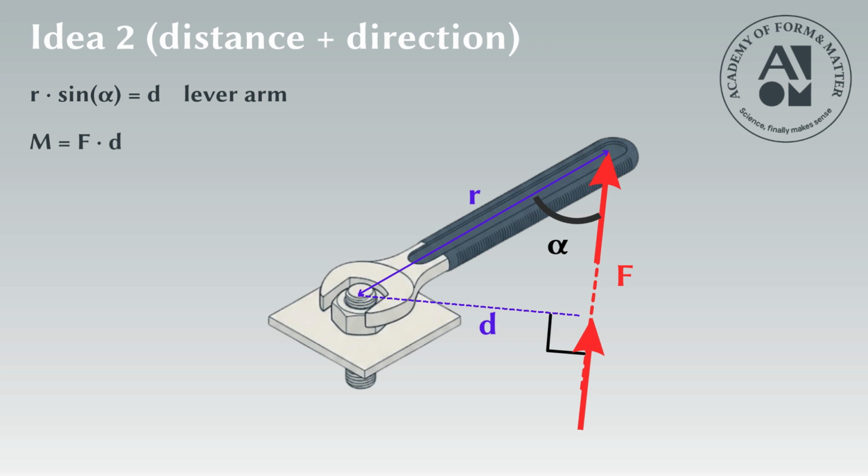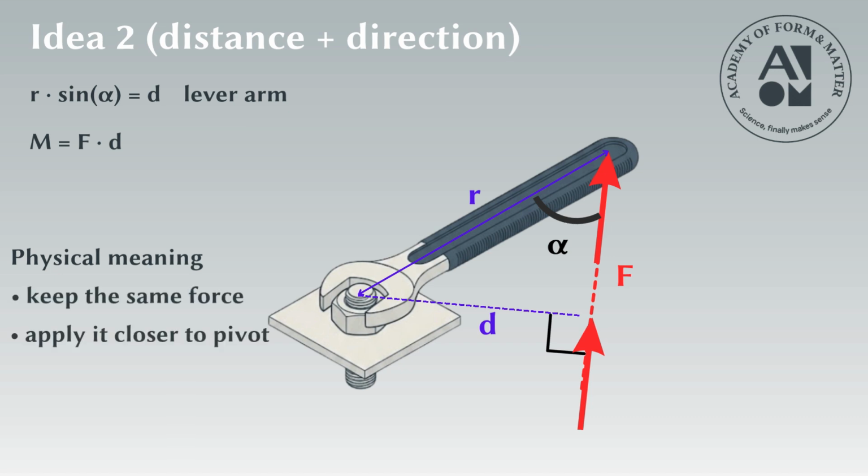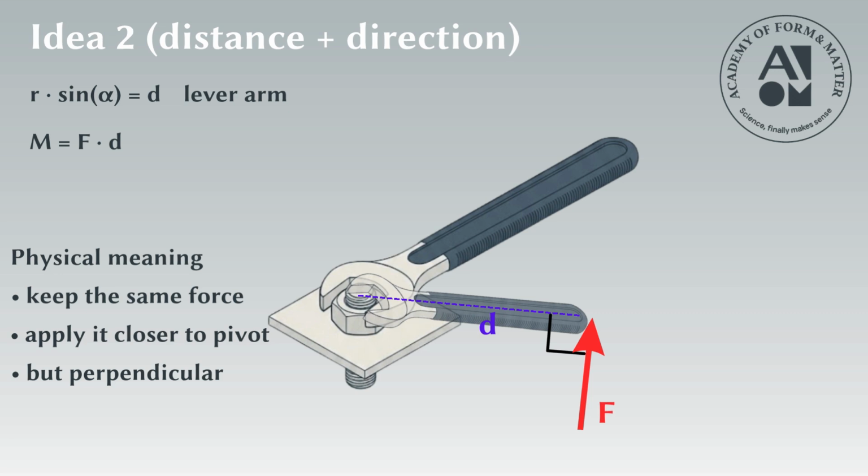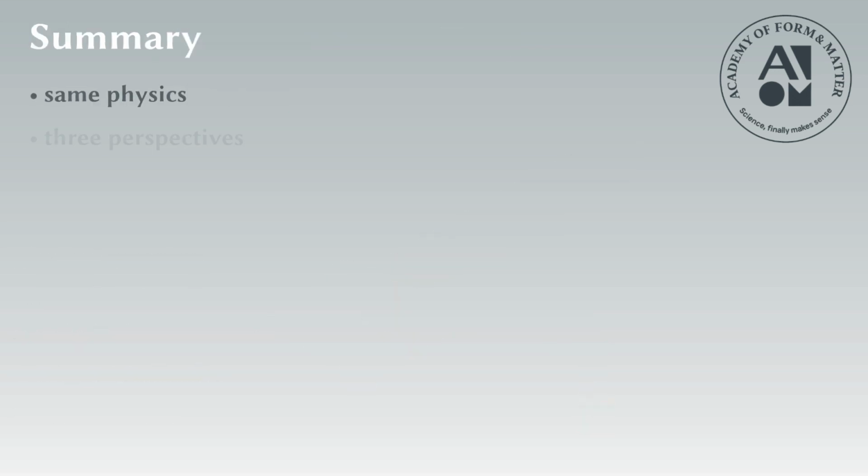Again, there is a physical meaning. We can keep the same force, but apply it closer to the pivot, if we apply it perfectly perpendicular. A shorter wrench, but better direction. And if the lever arm is the same, the effect is the same. Same rotation tendency. Same moment. Same physics. Three perspectives. Once you see this, moments stop being abstract. They become something you can feel.